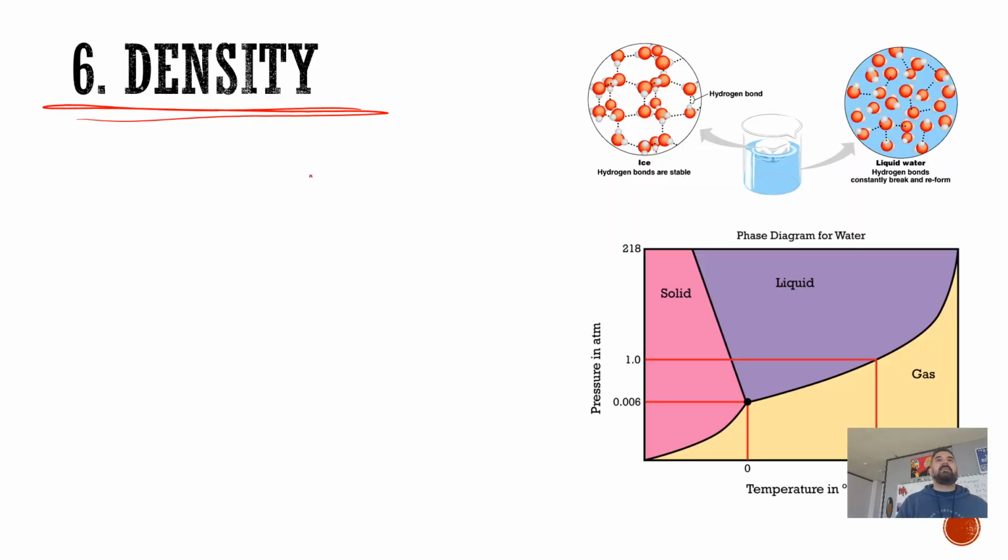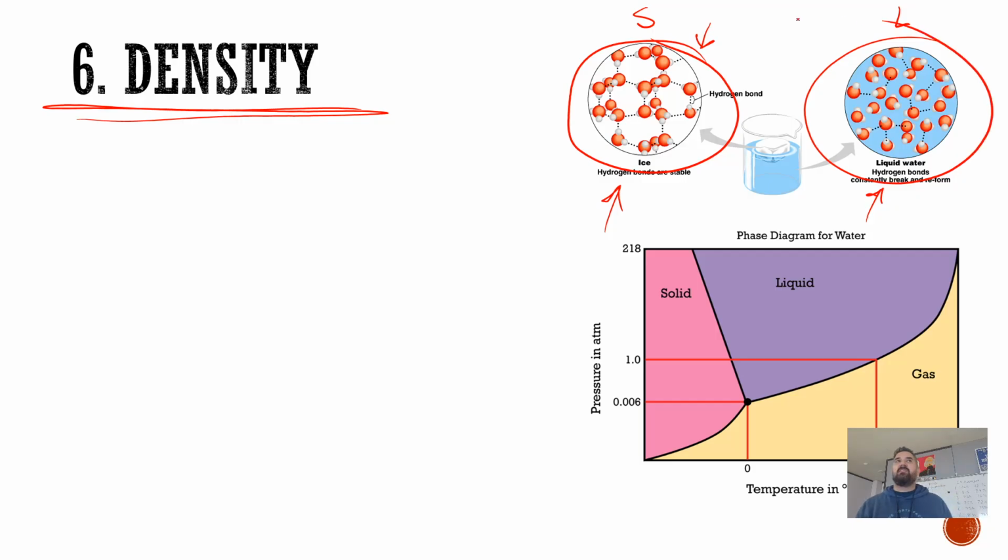So most things, when they solidify, they become more dense. Water is an exception to that rule. So everybody look at my screen real quick. So here we have ice, which means here we have a solid. Here we have liquid water, which means here we have a liquid. Which one do you see more molecules in? Do you see more molecules here in solid, or do you see more molecules in liquid? Liquid has more molecules in a given space, which means liquid water is more dense than ice.